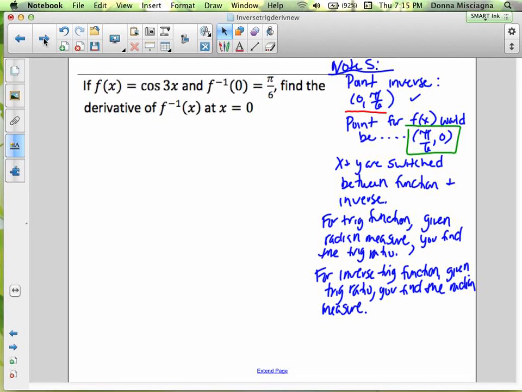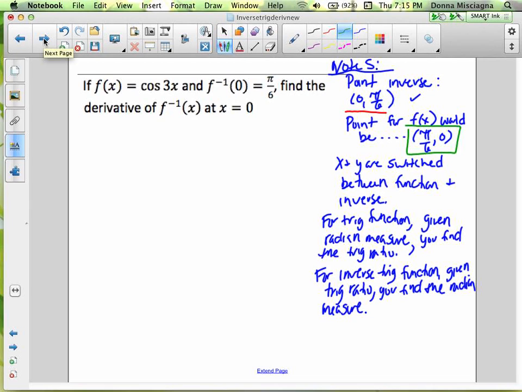For a trig function, given radian measure, you find the trig ratio. So pi/6 is the angle, the radian measure, and 0 is the trig ratio. So x and y are switched between the function and the inverse. Now this is a super easy inverse to find because we know that the inverse of cosine is going to be arccosine. And we know how to take the derivative of arccosine, so no problems there.